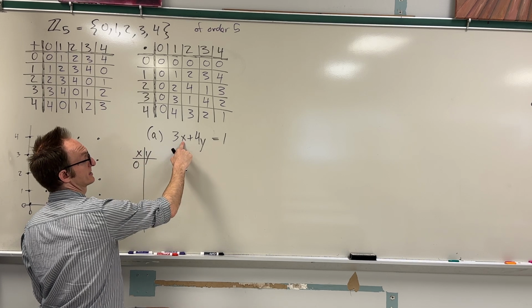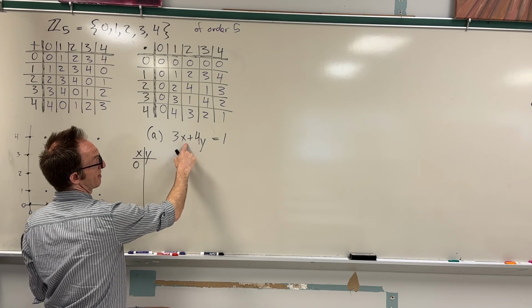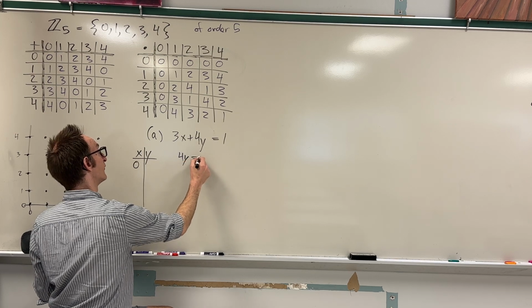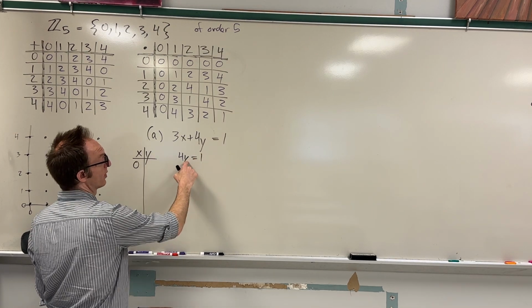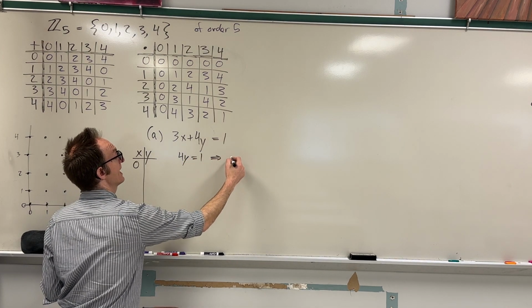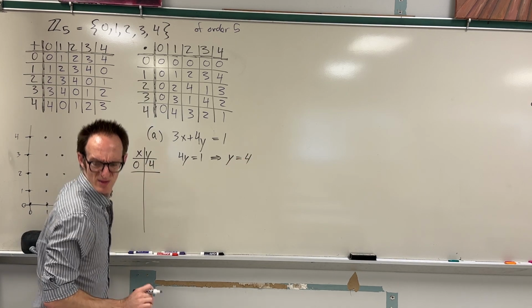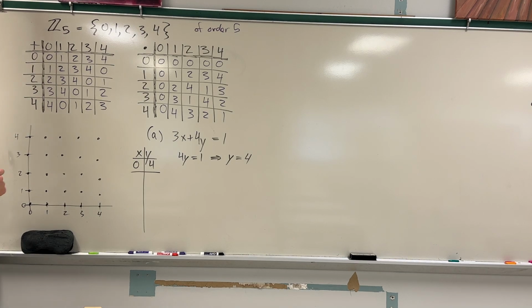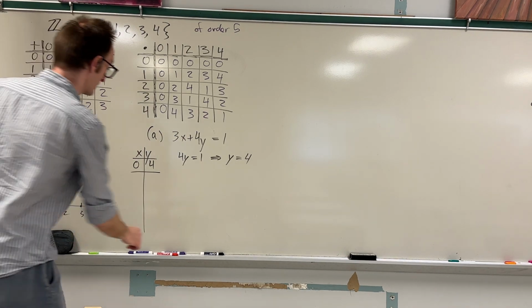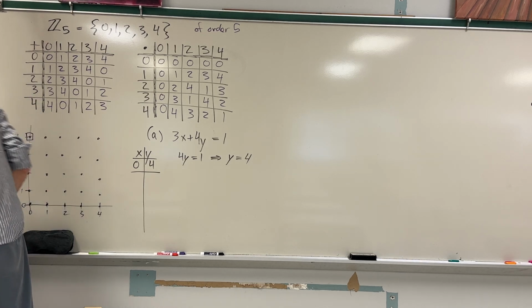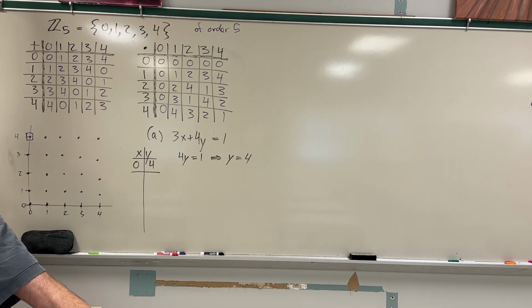If x is 0, then 3 times 0 is 0, and so this is equivalent to 4y equaling 1. Well, what times 4 is 1? Answer 4. So that's how I know that the point 0, 4 is one of the points of my system. I'll put a little square around that. I think I'm going to run out of time before the good stuff, but oh well. Okay, continuing.